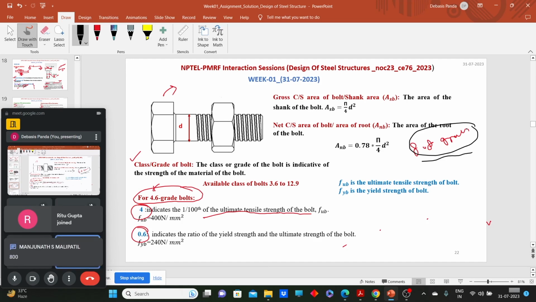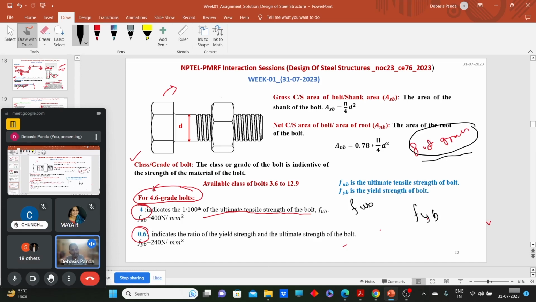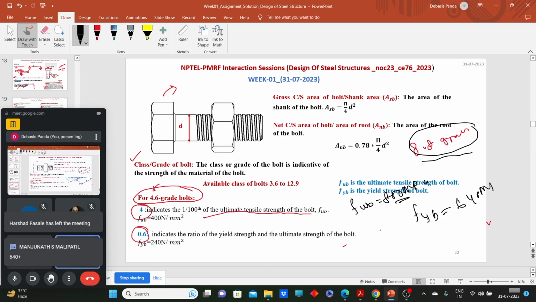Yes, yes, 800. Very good. 800. So what will be the yield strength, FYB? You said FUB will be 800 MPa. Very good. What will be the FYB? It will be 800 multiplied by 0.8. That means 640 MPa.